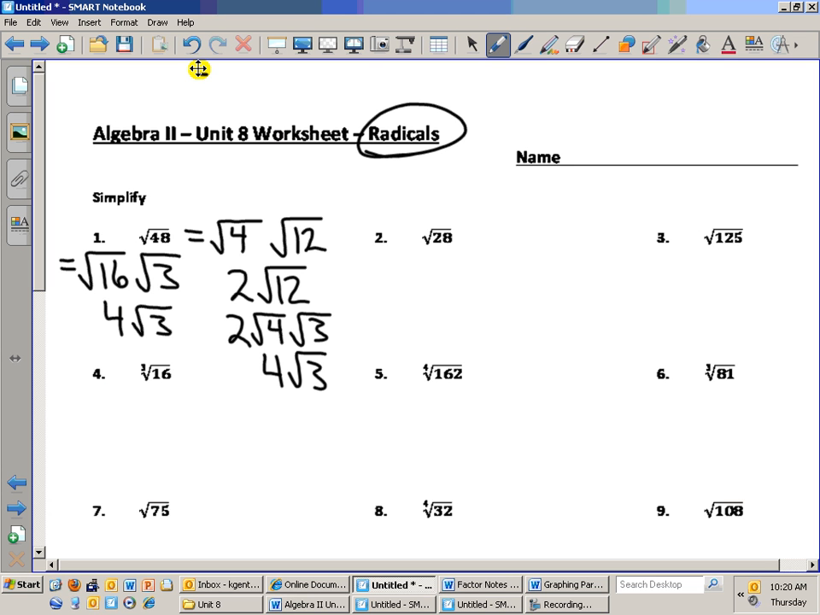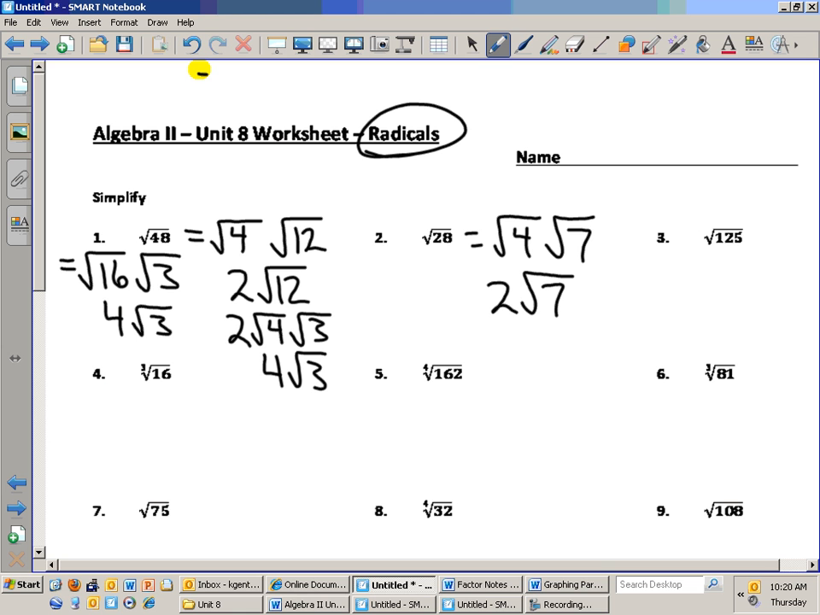Okay, let's try number 2. What'd you get? How'd you rewrite this to start out with? Square root of 4, square root of 7. And Casey, what'd you come up with? 2 square roots of 7 is correct.